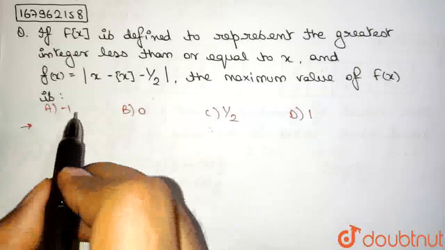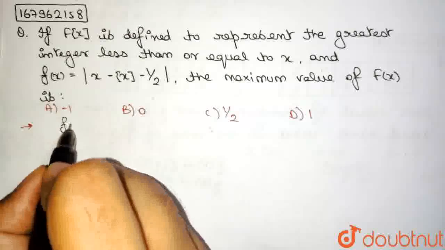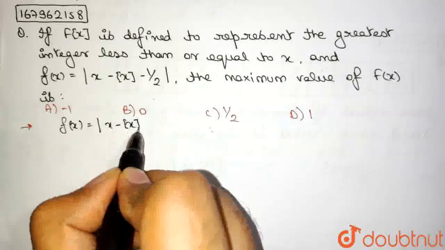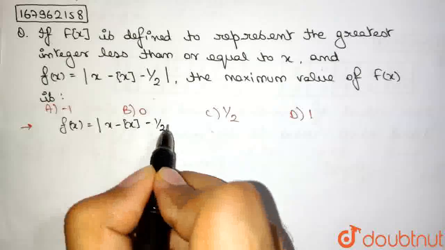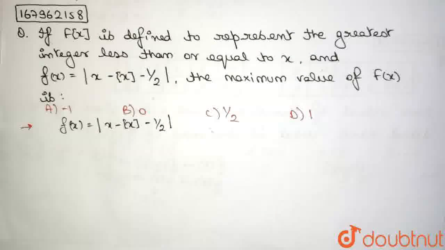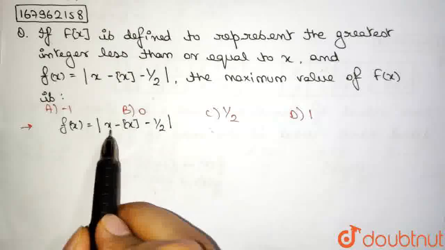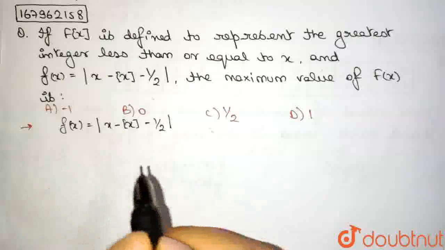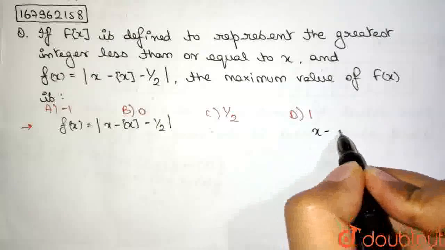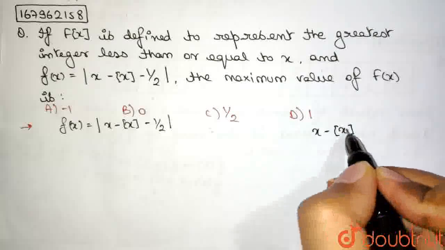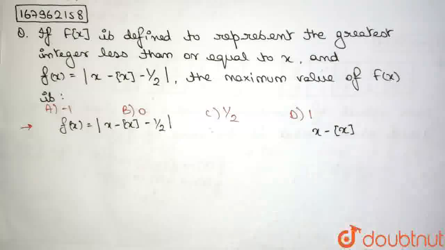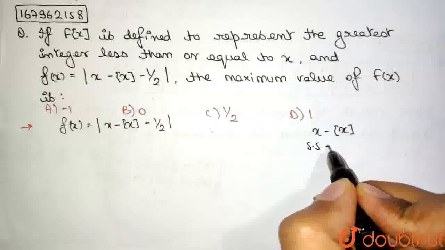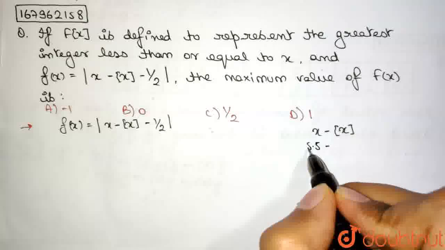Now, in this question we see that we have an f(x) which is equal to mod of x minus greatest integer function of x minus 1 by 2, and then mod is closed again. Now, if we have a look at just two of these components, that is x minus greatest integer function of x, let us analyze this first. So we have x minus greatest integer function of x. Now let us substitute some value of x here. So let us take 5.5.